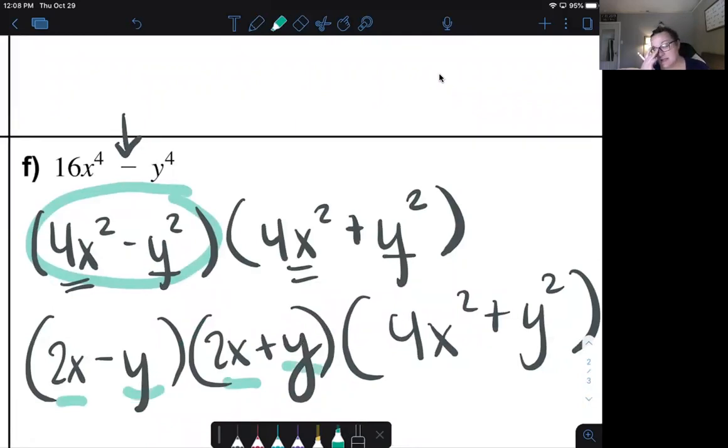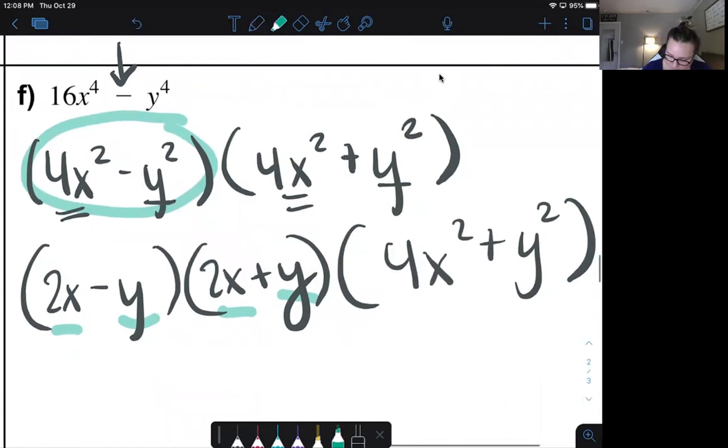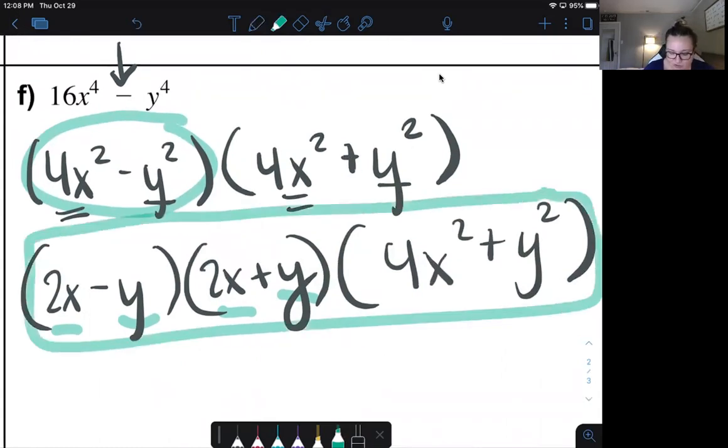We need a plus sign and a negative sign in between. 4x squared plus y squared, while those are still perfect squares, it's not a difference, it's addition, so it's a sum of perfect squares. That can't be factored further. So your final answer should be 2x minus y times 2x plus y times 4x squared plus y squared.